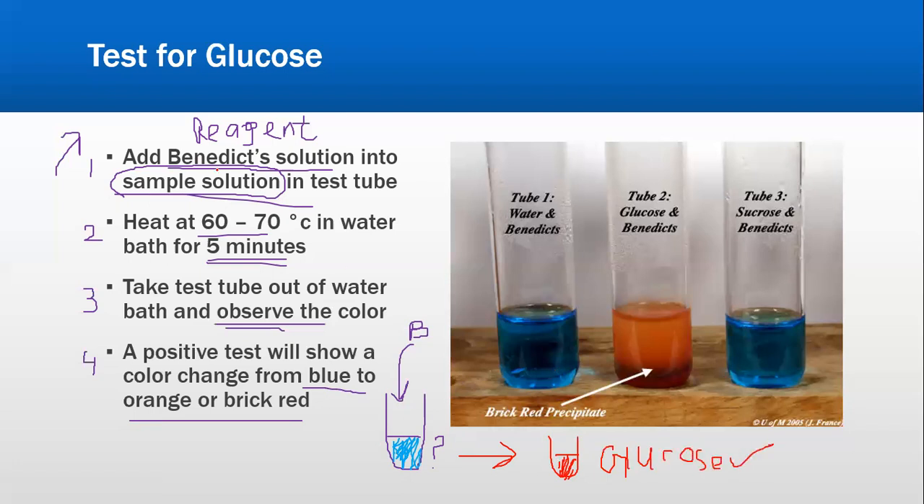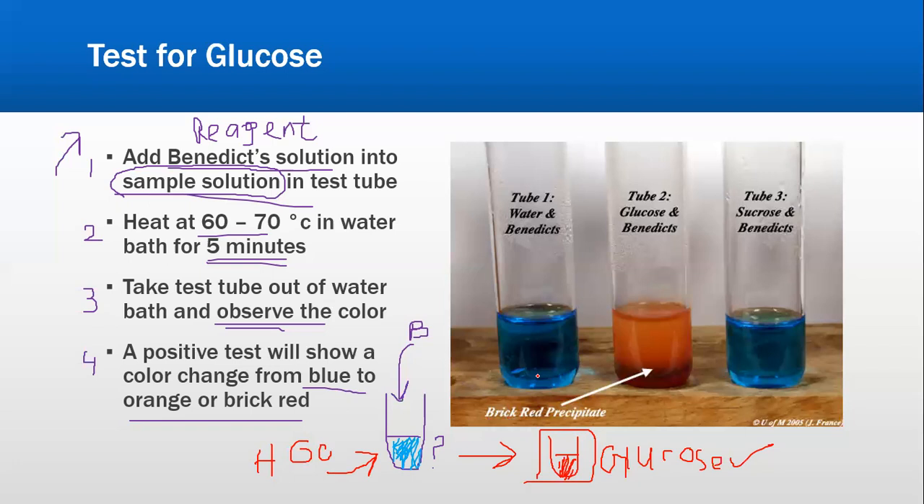So first step, add Benedict solution, then heat it. Once you have added the Benedict solution, you have to provide heat as well, about 60 to 70 degrees Celsius. After heating, you would get this result. What would be a negative result? If it does not contain glucose, the solution would remain blue. If the solution remains blue, it means it's a negative test and glucose is not present in the sample solution.